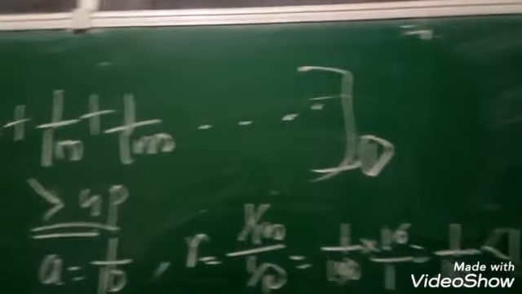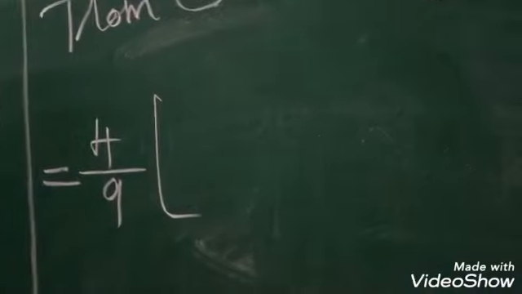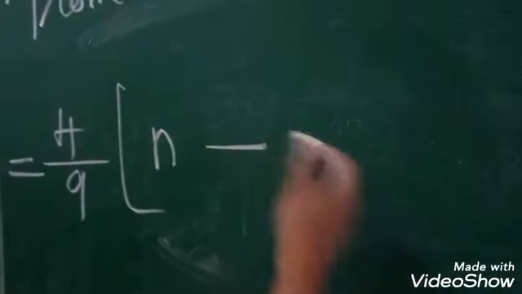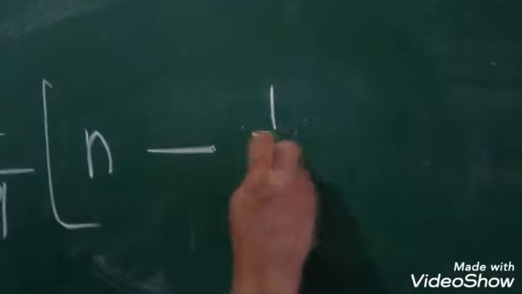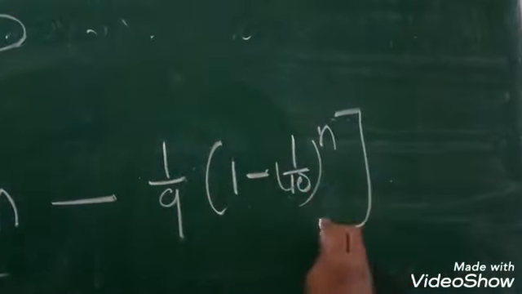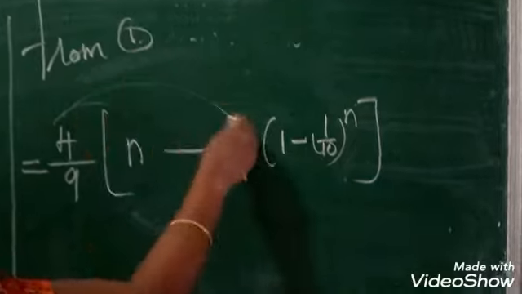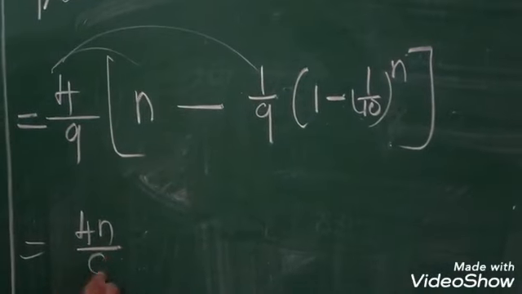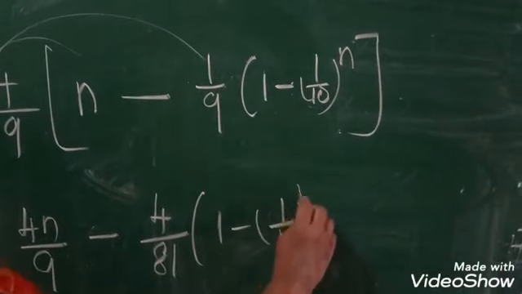Now you should apply in form 1. Here step 1 from 1, now you have to apply. From 1, what is it here? Yes, 4 by 9 is outside. Remaining is n, the first term, minus Sn. Now you find the 10 should be cancelled: 1 by 9 into 1 minus 1 by 10 power n. Now if you multiply by 4 inside, it is 4n divided by 9 minus 4 divided by 81 into 1 minus 1 by 10 power n. Okay, that is the answer.